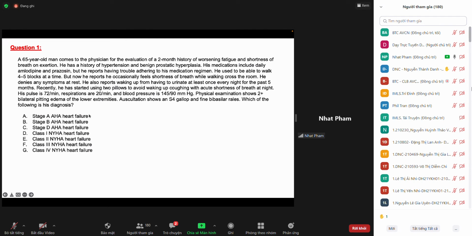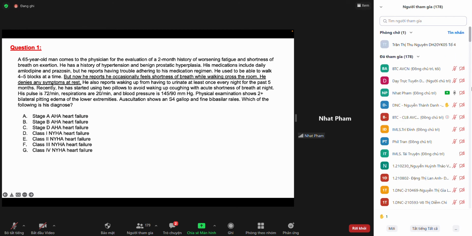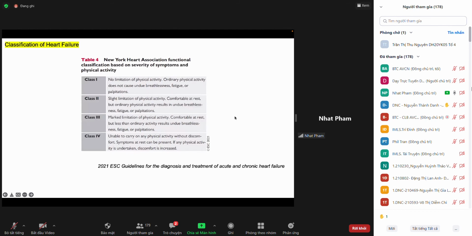Okay, so this one is a basic question about the classification of heart failure. This is one of the highlights of what you need to know about these questions, because in this case they are going to ask about the diagnosis, like the stage or classification. The patient reports that he occasionally feels shortness of breath while walking across the room, and he denies symptoms at rest. So to classify the heart failure, we can use the New York Heart Association, which has 4 classes. There is also one from 2021 from the European Society of Cardiology. Class 1 is when there is no limitation of physical activities.